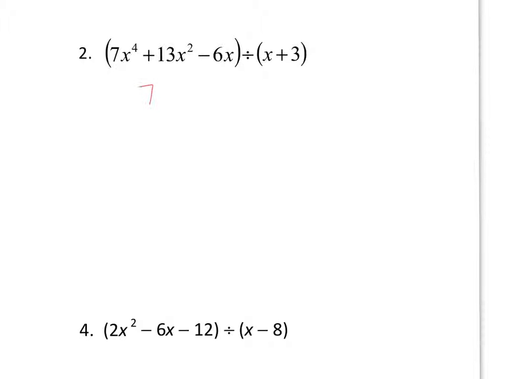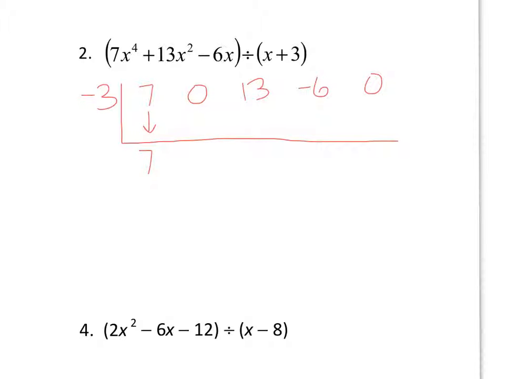So I have a 7. There's my x to the 4th term. My x to the 3rd term is missing, so I'm going to put a 0 as a placeholder. Now my x squared term is 13. My x term is -6. My constant is a 0. So I do need to have those placeholders. Okay, put this rectangle. x plus 3 is the divisor, so I need to make my number on the outside a -3.